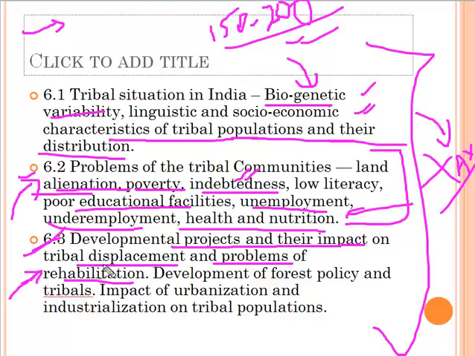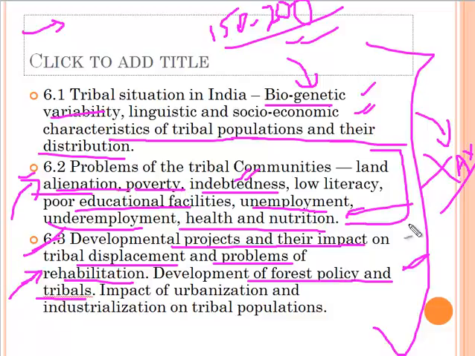So how tribal displacement occurs, what the different rules are which ask for compensation to be given to the tribal people, and how they have not been followed. Then the development of forest policy and tribals: how the forest policy of India evolved. During the British time, first they said that we need to exploit the forest for making the railways. Then after that, they nationalized all the forest, and they said that all the forest belongs to the government. And after that, they started evicting or removing the people who were living in the forest.